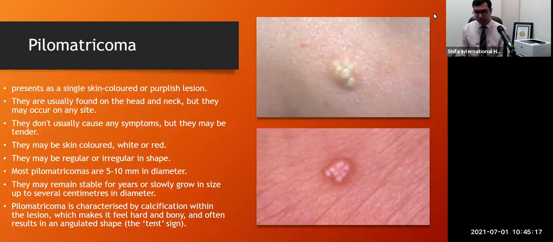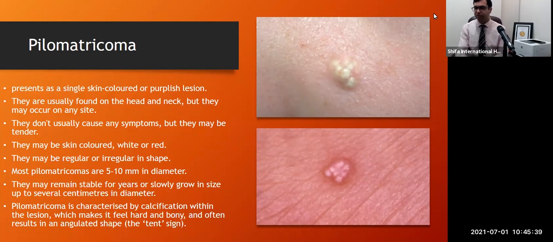Now, how you diagnose it, what you can do is a tent sign. If you press one side of the lesion, the other side will go up. So this is a tent sign, because it's calcification. It feels hard and bony. I've seen at least two here in the last few weeks, and it can be present anywhere on the body.